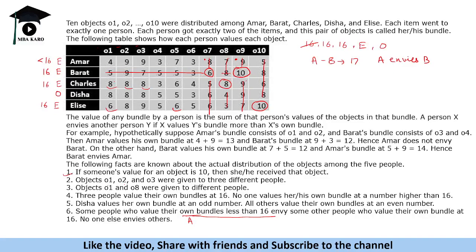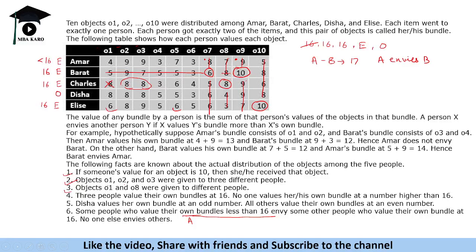Now see this. Charles cannot get O1 because O1 and O8 were given to different people, so that condition is taken care of. So Charles cannot get O1. Now Charles can get O2 or O3. Charles can get one of these two values.